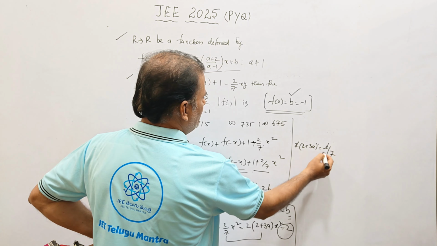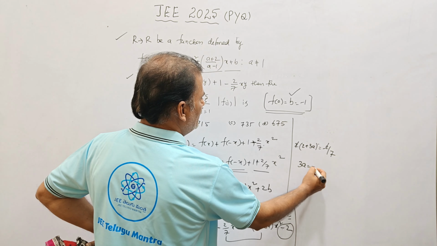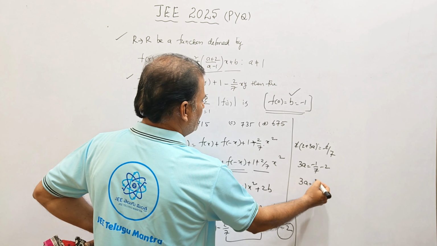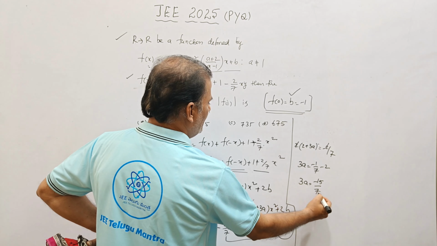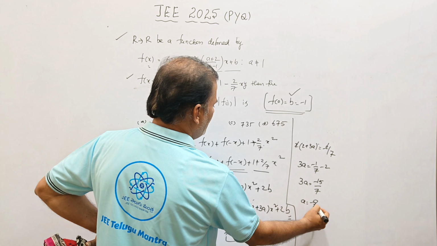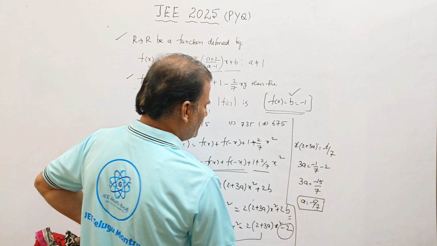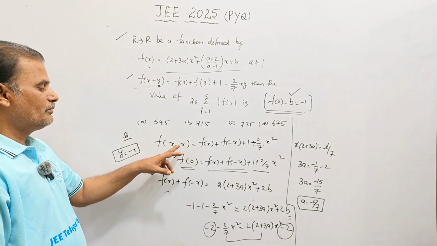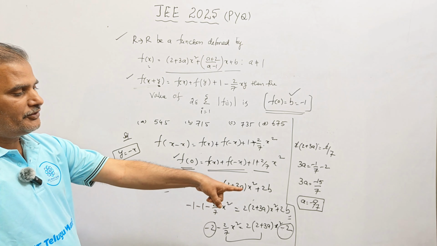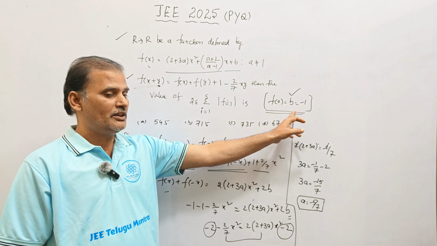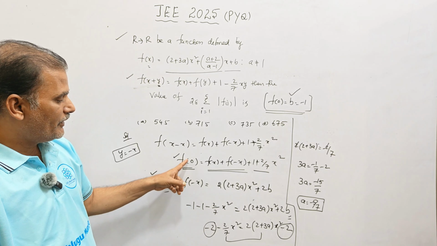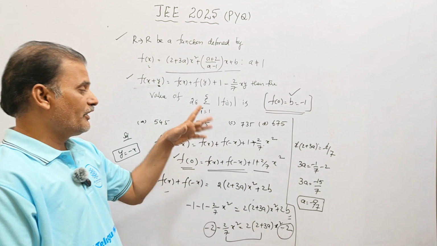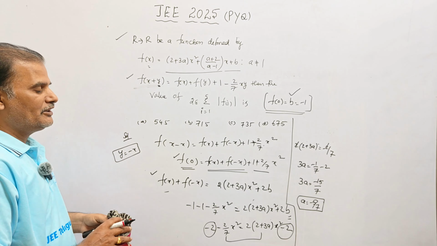Now here also 2 cancel. 3a is equal to minus 1 by 7 minus 2. 3a is equal to minus 14 minus 15 by 7. a is equal to minus 5 by 7. See, when y is equal to minus x, we obtain the value of a by using f(0) and b. Two times we have to apply. Here f(0) is equal to minus 1. Here also b is equal to minus 1. That's why first you find out f(0) and the b value.